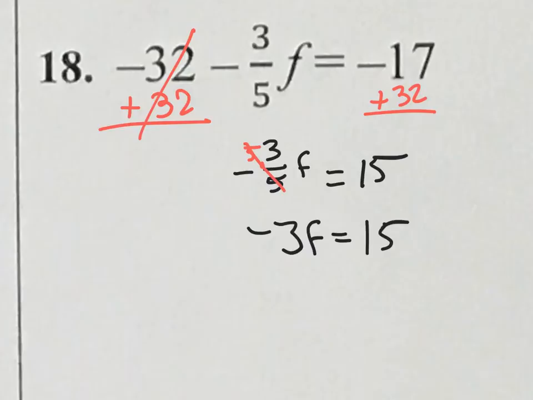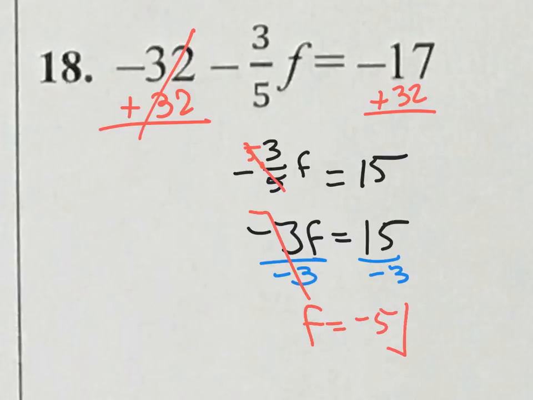Now what is this really? It's really a negative 3 times f. So if I want to get rid of the multiplication of negative 3, I want to do the opposite of multiplying by negative 3, which is dividing by negative 3. Now remember, if you want something to cancel, it has to be the same exact value. If you have a 7, you have to divide by 7. If you have a 13, you have to divide by 13. If you have a negative 3, you have to divide by negative 3 for it to cancel. And it does cancel. So what do I have left? F equals a positive 15 divided by a negative 3.